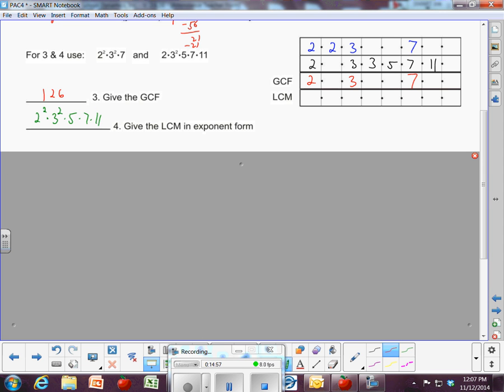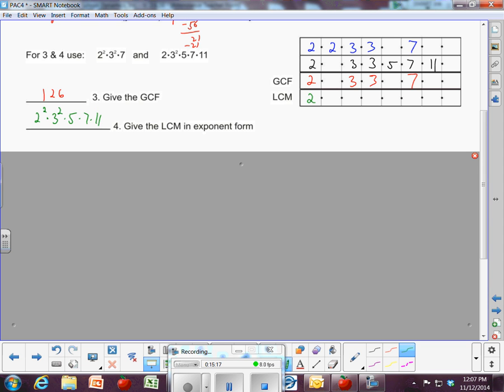Oh, and I missed a 3, didn't I? Thank you. Yeah, don't miss any of your factors. You're going to get a wrong answer. There's one more 3 there. So a 2 times 3 times 3 times 7, you'd multiply that out. That's the 126. The LCM, remember, all the columns get represented.